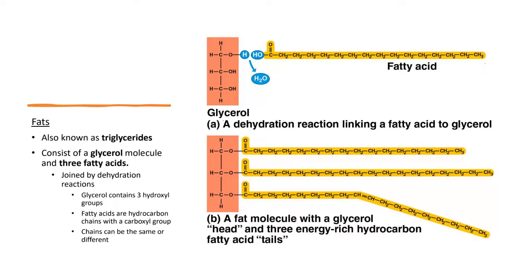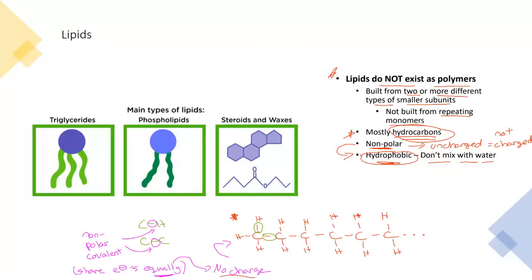Before we move on, one more thing I have to say about this slide. Three main types of lipids. These are going to be one, triglycerides, two, phospholipids. Phospholipids are extremely important because these are going to make your cell membrane.